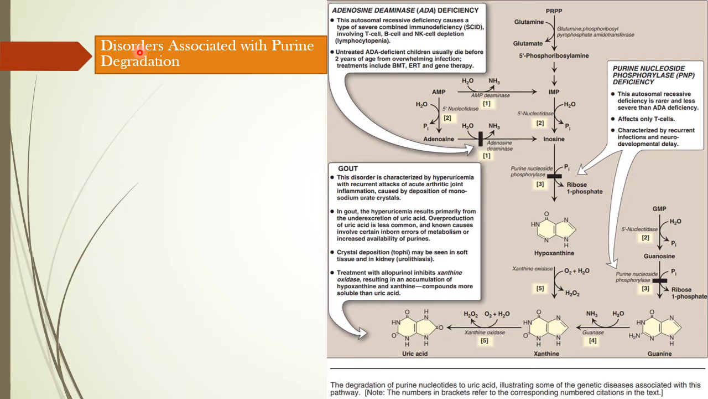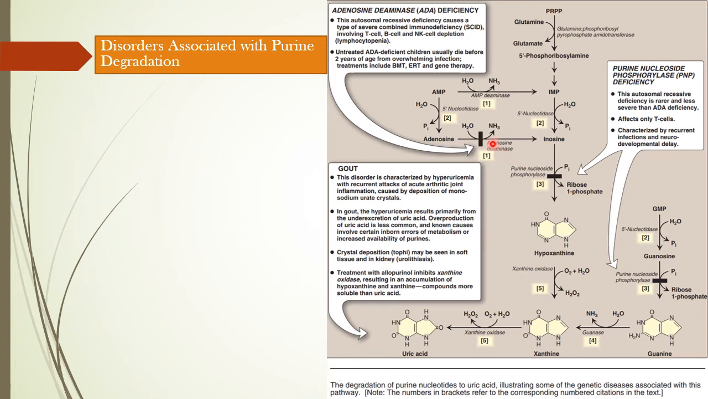Disorders, defects, or diseases associated with purine catabolism. We are going to do three disorders, namely ADA deficiency, PNP deficiency, and gout. Now in ADA deficiency, there is a deficiency of the ADA enzyme, which stands for adenosine deaminase. This enzyme is found in high concentrations in lymphocytes in human beings.